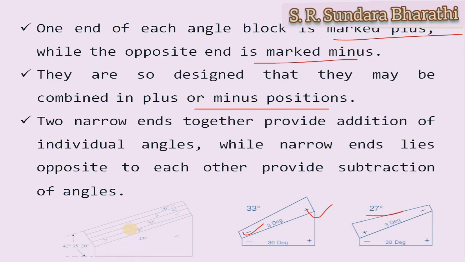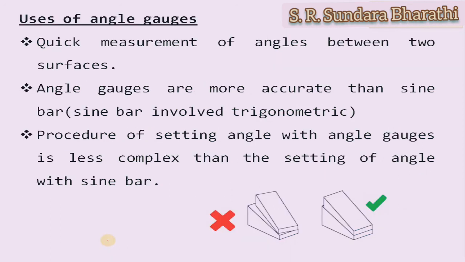Here the combined number of angle gauge blocks are added. If you want 42 degrees 35 minutes 20 seconds, you have to add 45 minus 3 plus 30 plus 5 plus 20. Finally, two narrow ends together provide addition of individual gauges, while narrow ends lying opposite to each other provide subtraction of angle. So depending on the symbols, you have to add or subtract the angle gauge blocks.